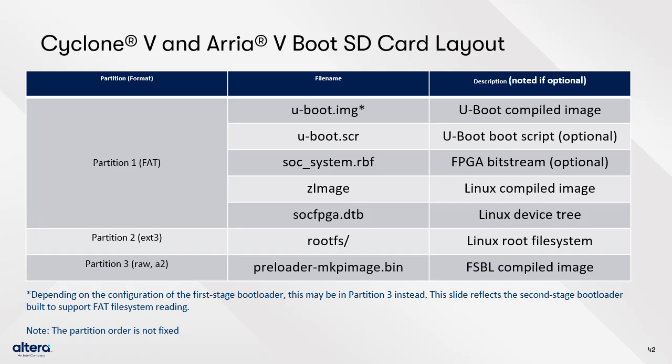In the second partition, which has an ext3 format, you will place your root file system, which is really a bunch of Linux directories. Note the partition order is not fixed, so these partitions can occur in any order you choose. For more information, visit each development kit GSRD flow described in RocketBoards.org.